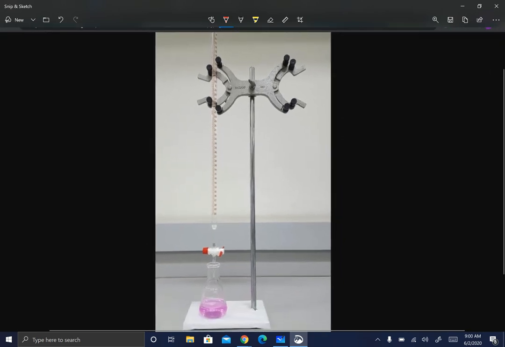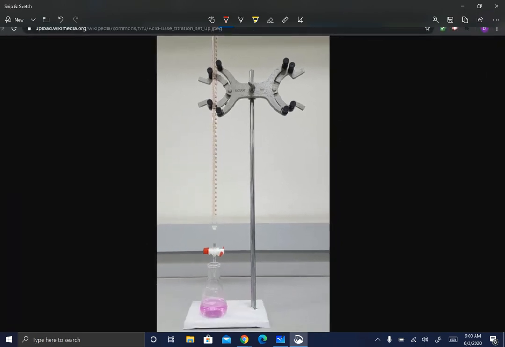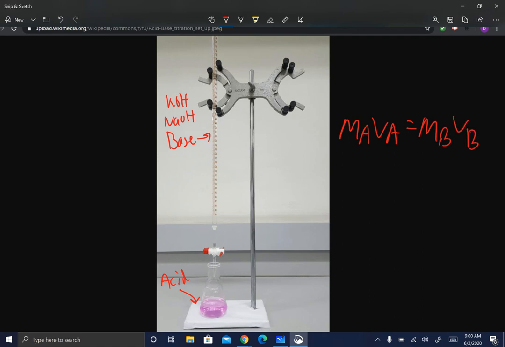This is an actual lab setup. This is a burette here, and that's where the base is. So the base is going to be here, that's NaOH or KOH, for example. Down here is the acid, and this is always unknown. We don't know the concentration. So when we're using the formula MAVA equals MBVB, this is primarily what we're looking for.